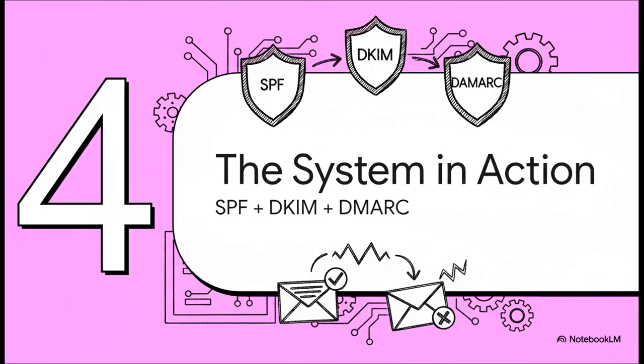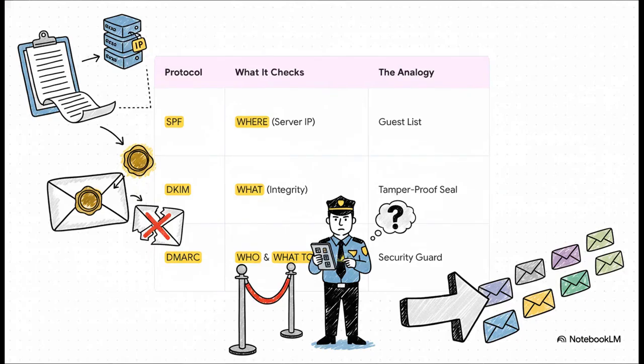Okay, so let's put all the pieces together and see how these three things, SPF, DKIM, and DMARC, work together as one seriously powerful system. So to recap, SPF, that's the guest list. It checks where the email came from. DKIM, that's the tamper-proof seal. It checks what the email says and if it's been altered. And DMARC? DMARC is the security guard. It checks who the sender claims to be and tells other servers exactly what to do about the imposters.